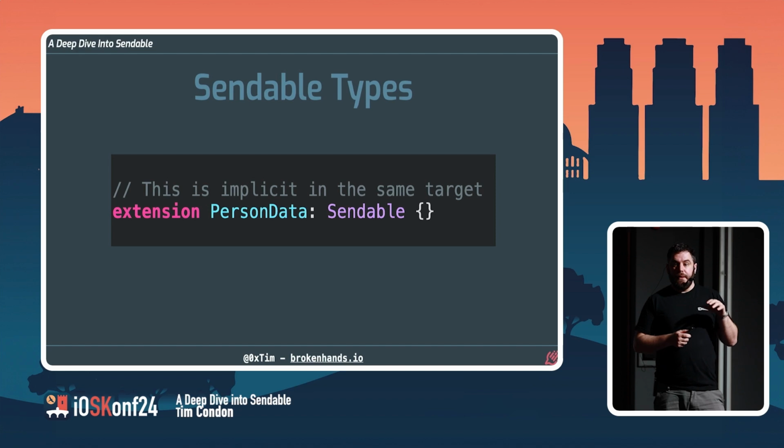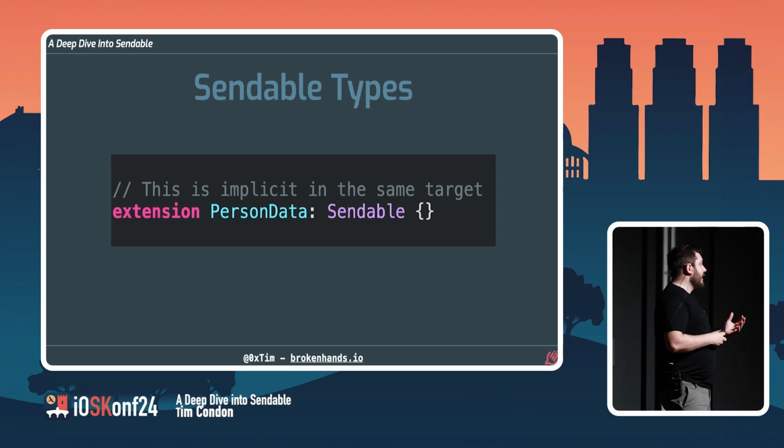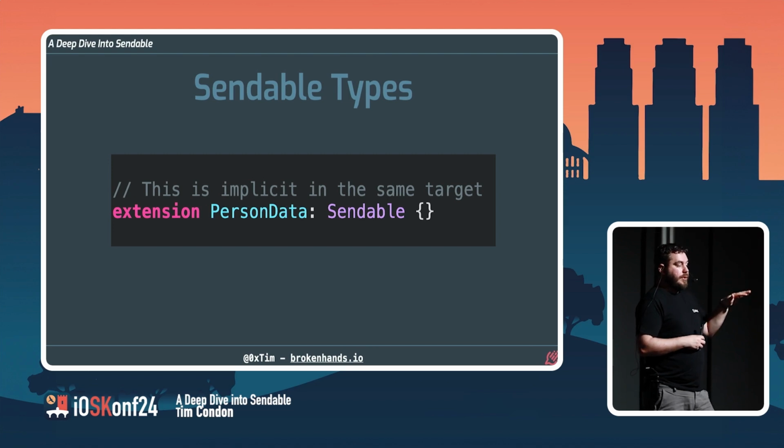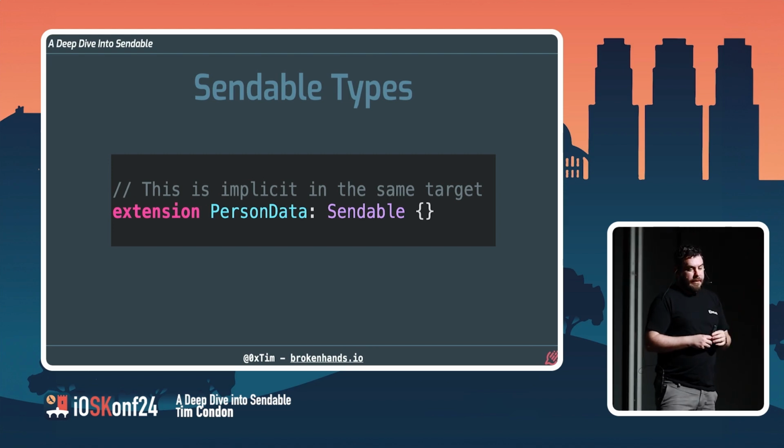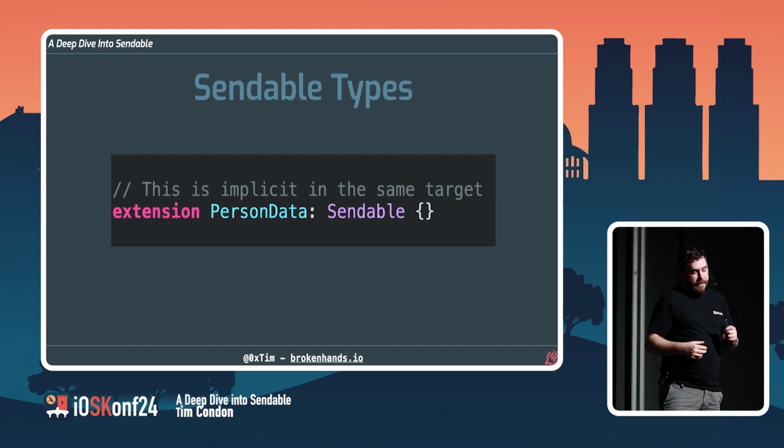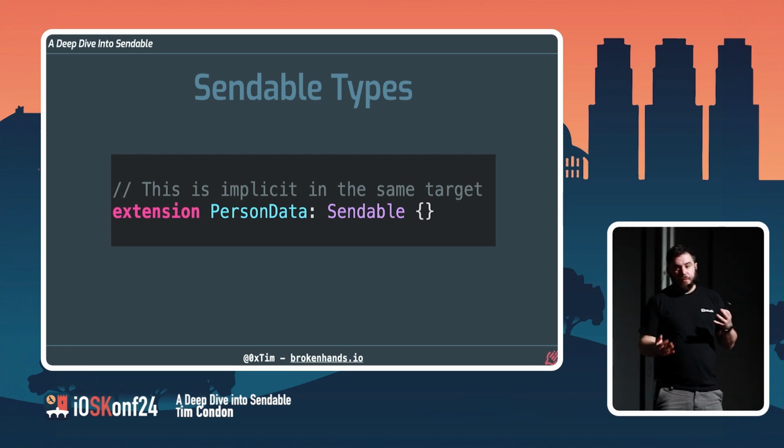And sendable is implicit inside the same target. So if you're writing an app that has lots of different types, such as person data, this will automatically be sendable for you, and you don't have to tell the compiler that it is sendable. But if you're writing an API or a package and you want to expose sendability to the consumers of your package, you need to manually opt in and make it explicit. And this is to stop you breaking the API accidentally going forward.